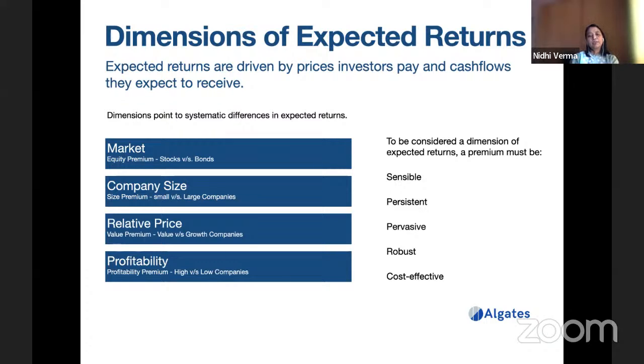So there is a bigger risk associated with small and mid cap companies when compared to large cap companies. So the expected return from mid cap and small cap companies is of course higher when compared to these blue chip companies. So this company size also drives the expected return. Then there is relative price also, how the company's stock is priced at that time.